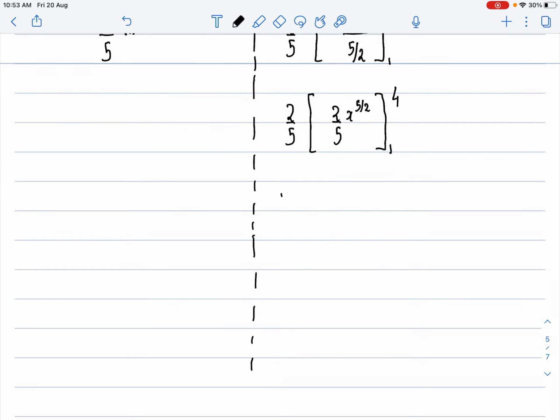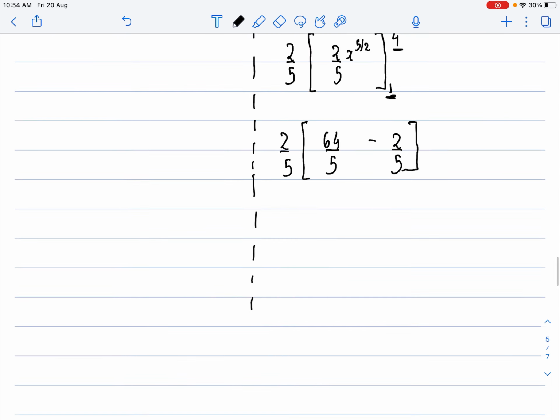Now I can write this as 2 by 5. In the place of x I can first put 4. When I do that, I get my answer as 64 by 5. Minus, in the place of x I can put 1, where I get 2 by 5. Now I can simply solve this full thing on the calculator and I get my answer as 124 over 25, which is basically the answer for this part.